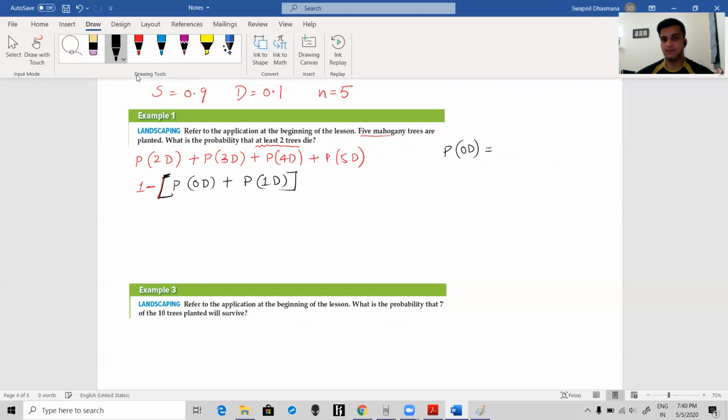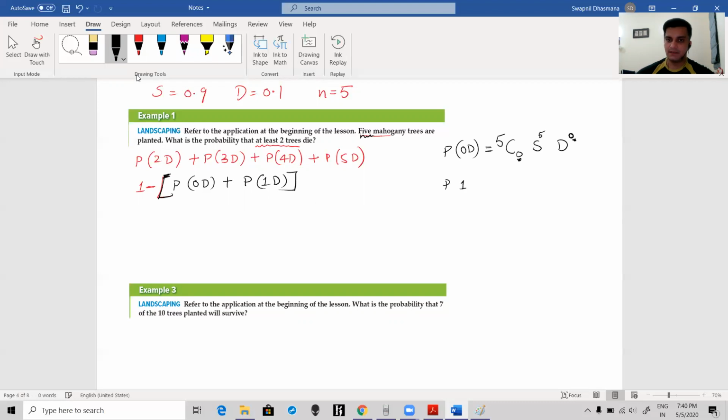To find that, you have to go C, S, T, same thing. 0 death means you will put a 0 here. There is always 5 in this case because there are 5 trees. This will be 0 because this number and this number should be same. And S will be 5.